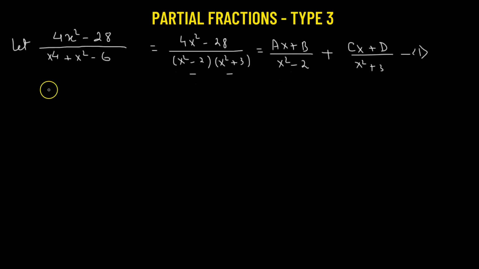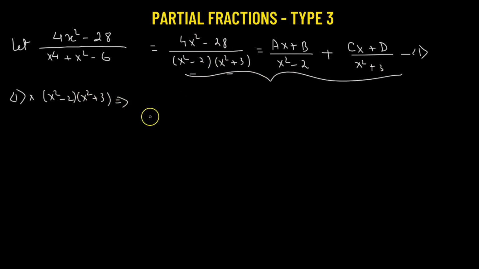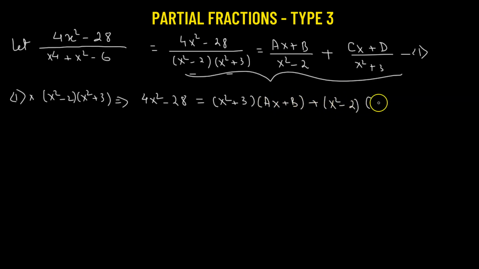Let us begin. We'll take equation number 1 and multiply both sides by (x squared minus 2) times (x squared plus 3). So here we have 4x squared minus 28 in the numerator. On the left hand side, this will be equal to (x squared plus 3) multiplied by (ax plus b), plus (x squared minus 2) multiplied by (cx plus d). Next, we're going to expand the right hand side and combine all the like terms.